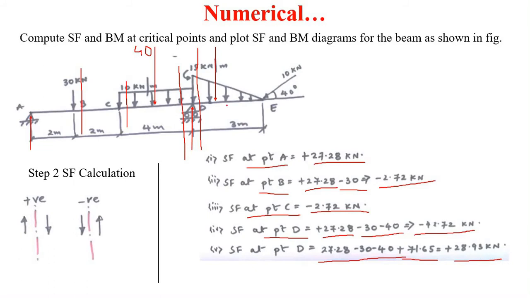Plus 28.93 kilonewton. It is going in the upward direction. Simultaneously you must write down all these equations and values.